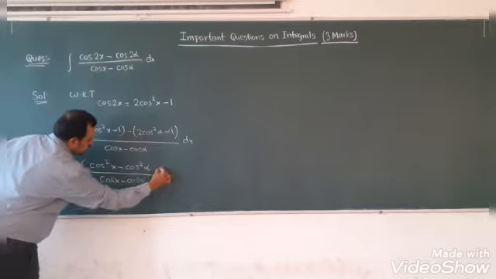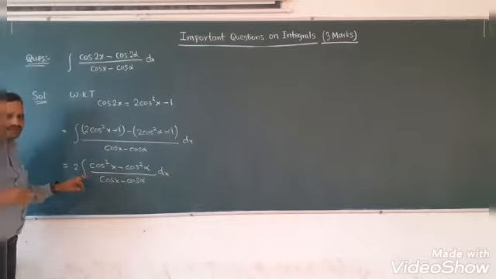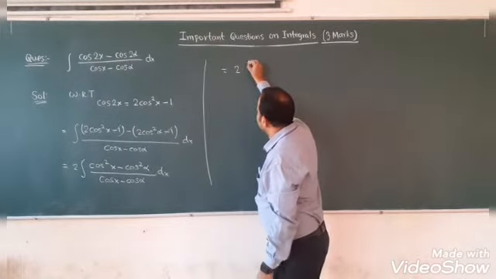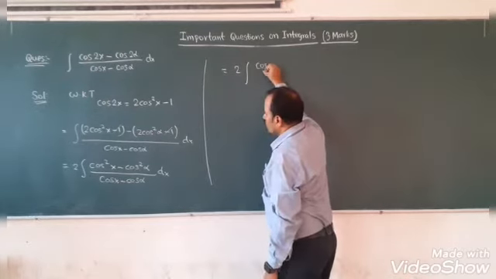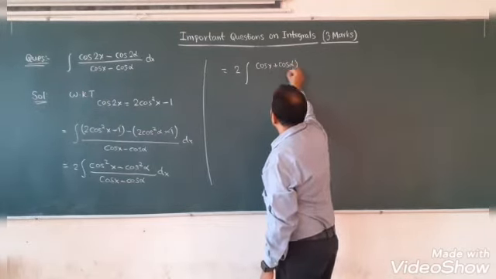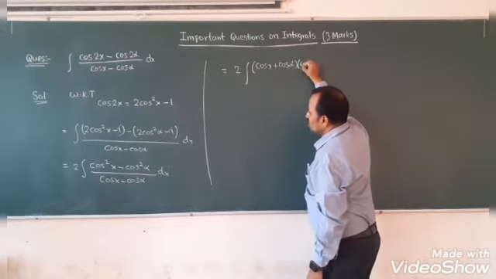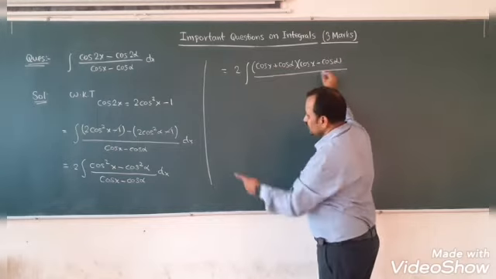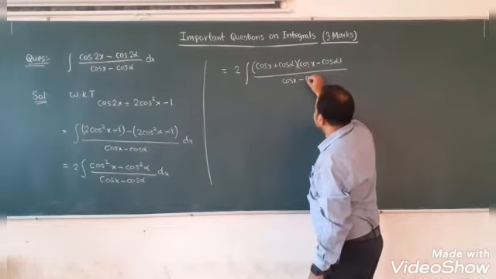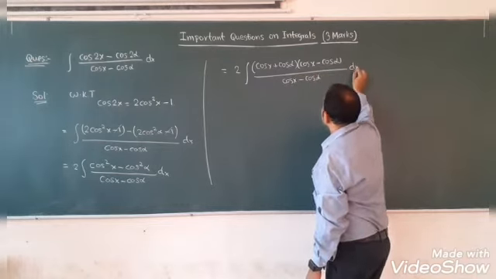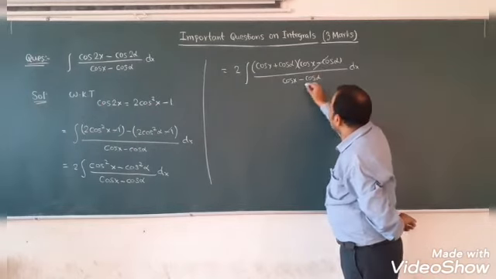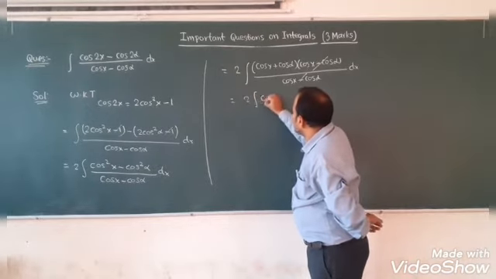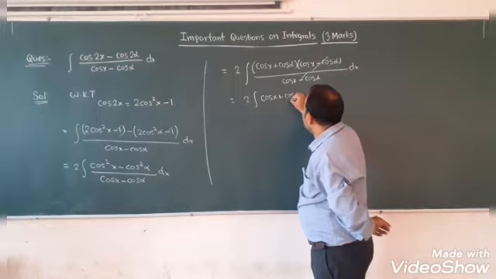Now a square minus b square we can write as (a minus b) into (a plus b). So this we can write as 2 times, expand, (cos x plus cos alpha) into (cos x minus cos alpha) divided by (cos x minus cos alpha) dx. So you can see here cos x minus cos alpha cancels. What is left is cos x plus cos alpha dx.